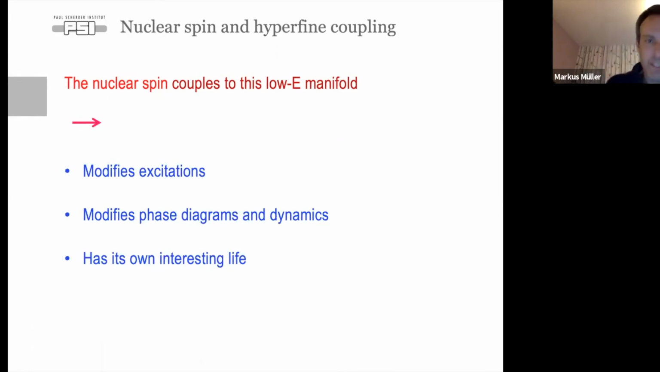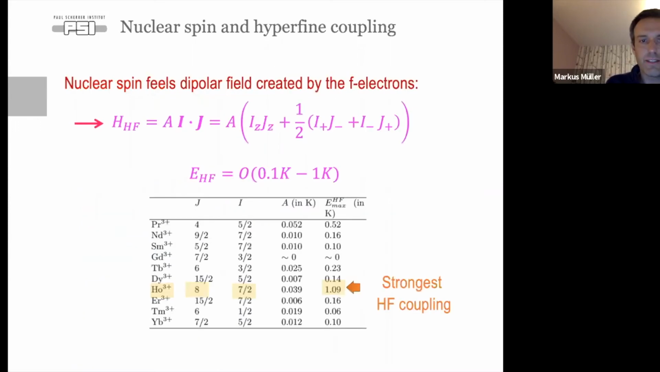Now you add a nuclear spin that couples to the electronic spins, and that will modify the excitations of the electronic spectrum. It modifies the phase diagrams and also the dynamics. That's particularly important in the context of many-body localization. And the nuclear spin has on its own a very interesting life, and we'll actually start with something like that.